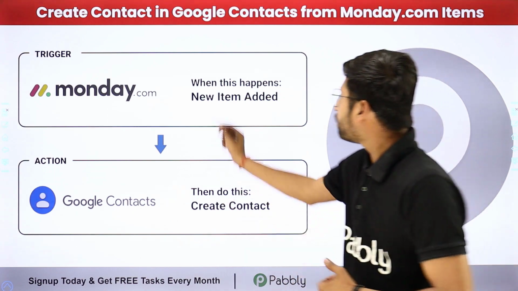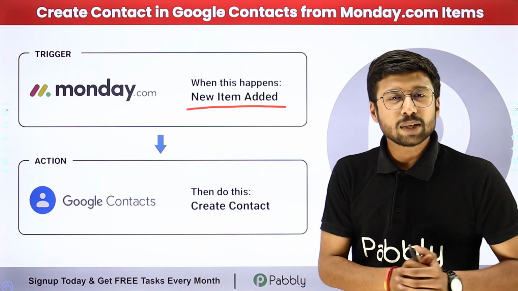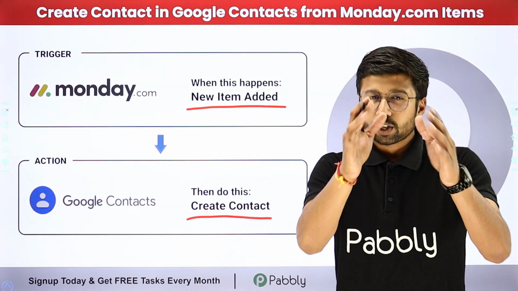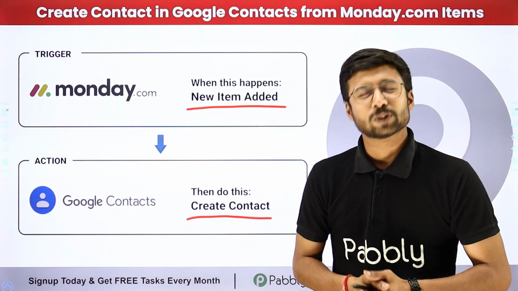In this automation, whenever a new item is added with the contact details in monday.com, with the same details, we are going to add the same person as a contact in Google Contacts. Now, if you want to learn how you can set up this kind of automation, for that, you just have to come with me to my screen.